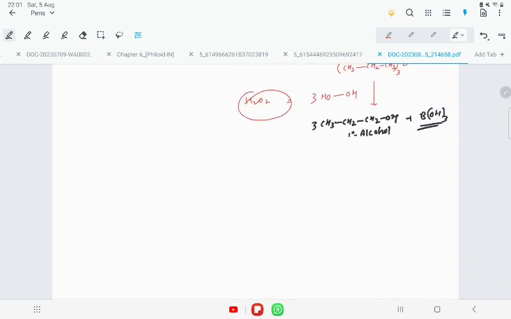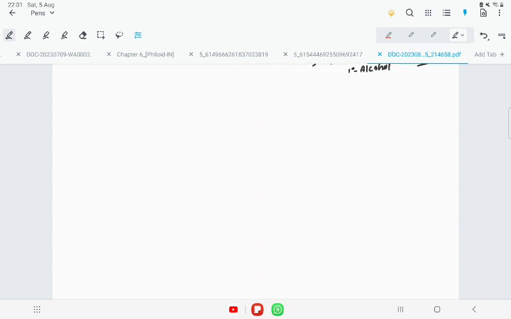Now let us move on. After diborane, we are going to another method. What other method can you see, student? From carbonyl compounds, by reduction of carbonyl compounds.